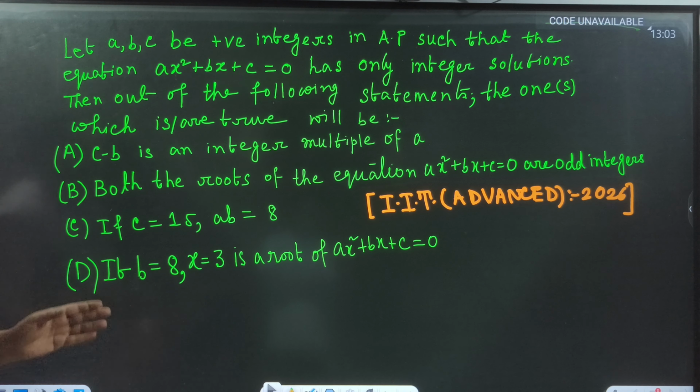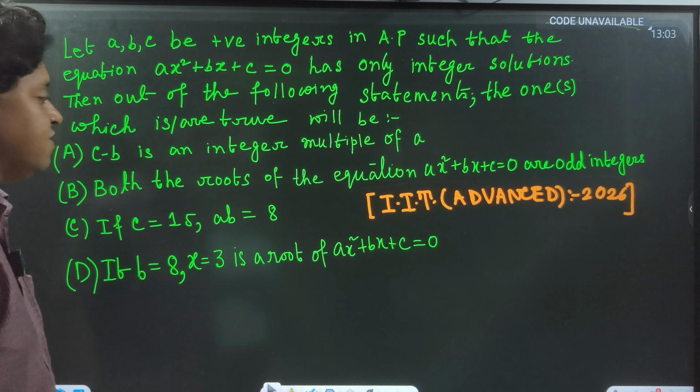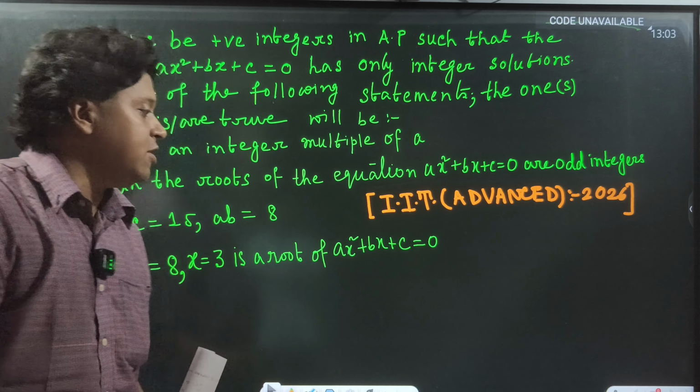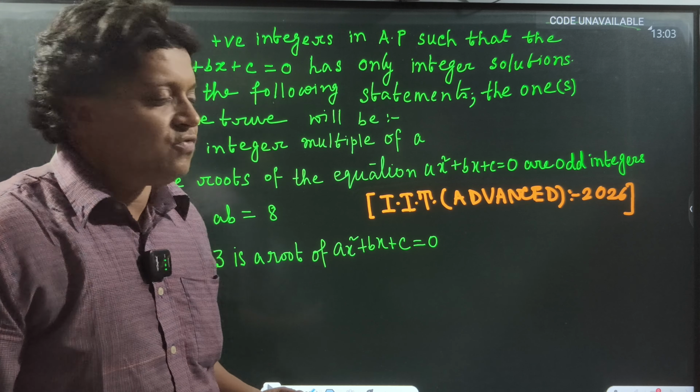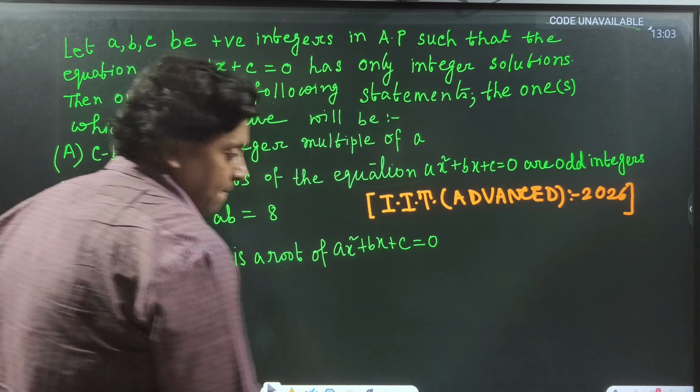Option C, if c equal to 15, then a b equal to 8. Option D, if b equal to 8, then x equal to 3 is a root of ax square plus bx plus c equal to 0. This is the problem statement. I hope that it is clear to all of you listening to this video or watching this video. Now I will be starting the solution.